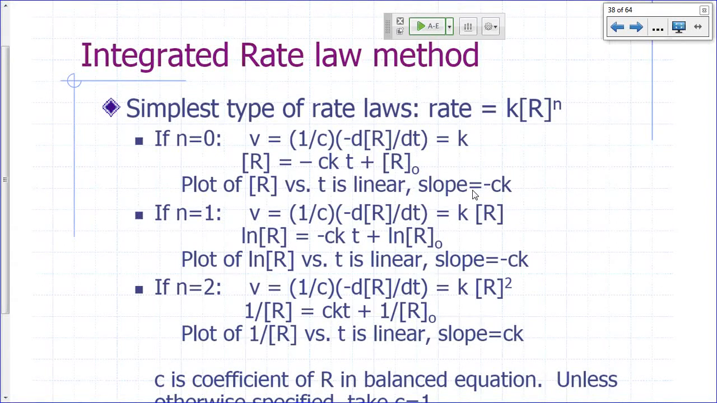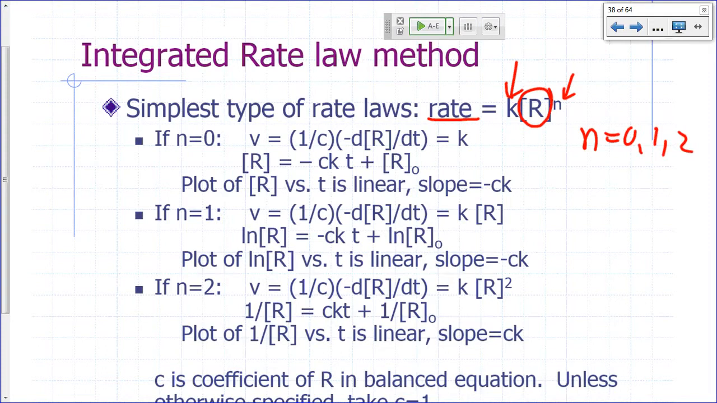Let's take a look at another way of determining the rate law for the simplest types of rate laws. We're going to look at rate laws where the rate is equal to some constant k, your rate constant, times the concentration of R raised to the power n. So we're looking at special cases where the rate law depends only on one reactant, and it is nth order with respect to that reactant, where n is equal to 0, 1, or 2, because this is the most common type of rate law you would encounter.